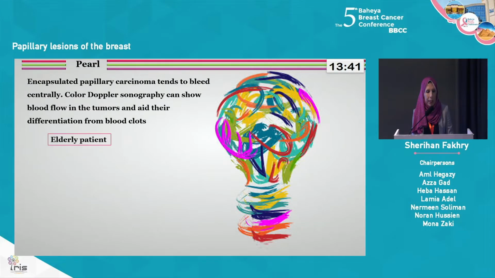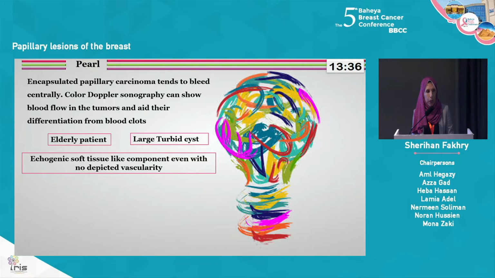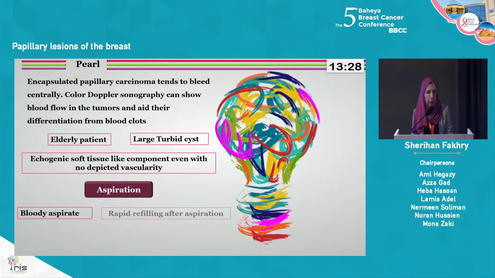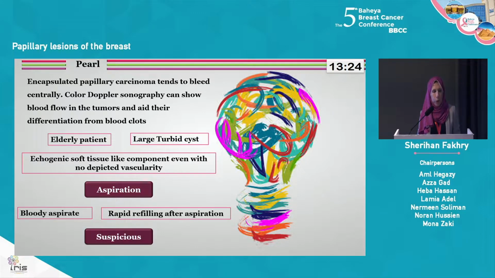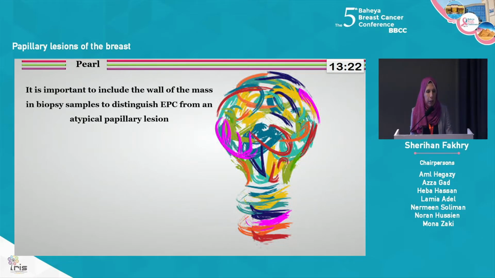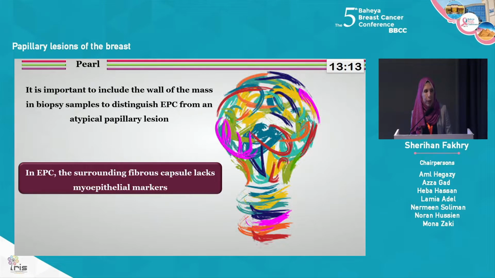Yet, in the elderly patient with a large turbid cyst and echogenic soft tissue-like component, even with no depicted vascularity, it's better to perform aspiration. The presence of a bloody aspirate or rapid refilling after aspiration is considered a suspicious feature. Also, it's important to include the wall of the mass in biopsy samples to distinguish encapsulated papillary carcinoma, which lacks the myoepithelial markers, from an atypical papillary lesion.